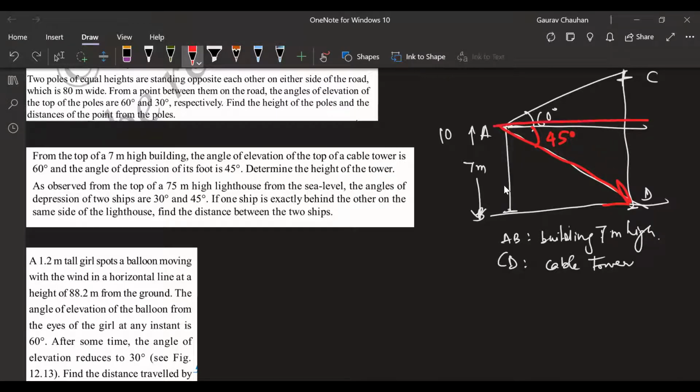Both of these are with respect to the same horizontal because I'm standing at the same point. I'll draw a line parallel to the ground. This line is parallel to the ground. Now, from here, this thing is 45 degree down and this thing is 60 degrees up. I have this distance as 7. I put this also as 7 meter. I will use triangle APD and triangle APC to solve.